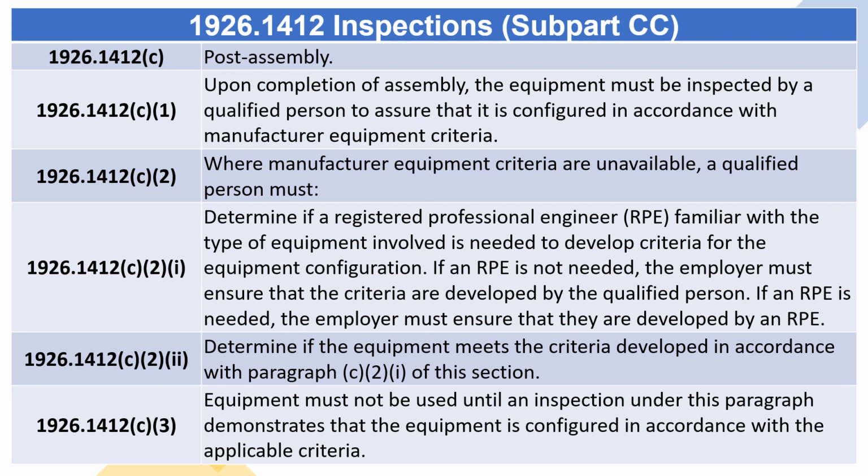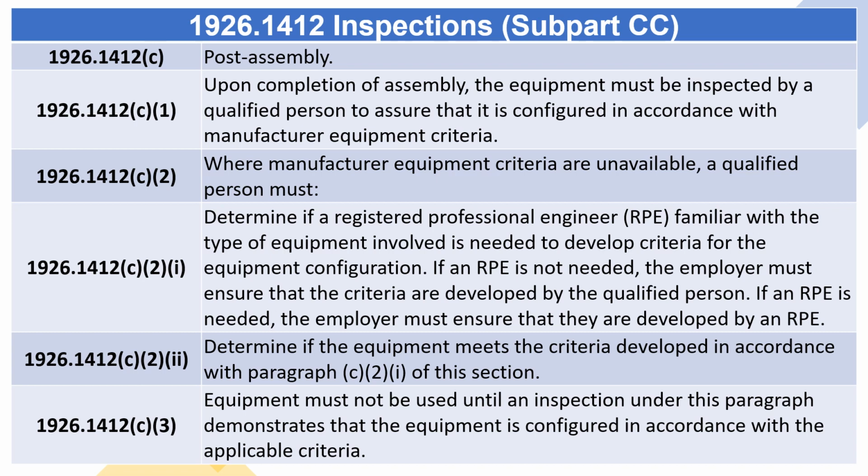1926.1412(c)(2)(i) through (c)(2)(2) Determine if a registered professional engineer (RPE) familiar with the type of equipment involved is needed to develop criteria for the equipment configuration. If an RPE is not needed, the employer must ensure that the criteria are developed by the qualified person. If an RPE is needed, the employer must ensure that they are developed by an RPE. Determine if the equipment meets the criteria developed in accordance with paragraph (c)(2)(i) of this section.